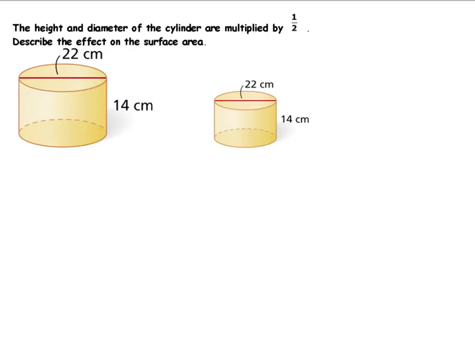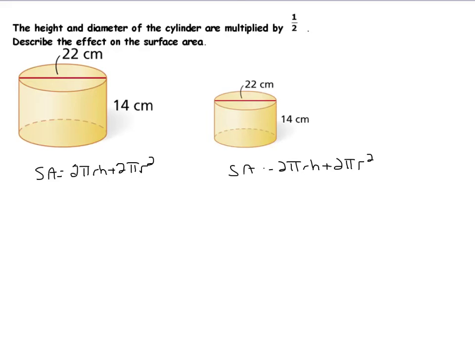All right, the height and the diameter of a cylinder are multiplied by 1/2. I'm sure you can guess what happens here. We change both dimensions. So what is the effect going to have on the surface area? Well, let's take a look. Again, my formula for surface area for a cylinder is 2 pi r h, and then you have to add on your two bases, 2 pi r squared.